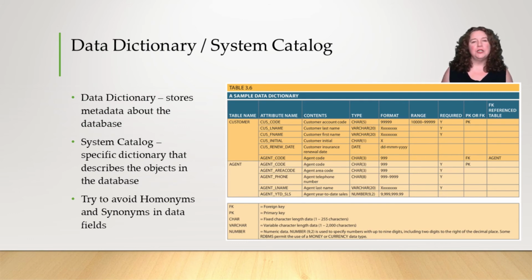When you are building your database, you want to try to avoid homonyms and synonyms, words that sound the same or words that mean the same but have two different spellings, just because it's going to cause confusion in your data fields to have multiple things in there. If you had car and auto or car and vehicle, those are synonyms. They don't need to be in there. You should be able to find a different word for those.